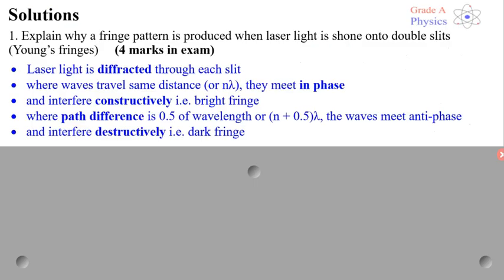Okay, here we go. So this first question, this is a very typical question in the exam. It could be 4 marks, it might even be 5 or 6 marks. So we need to get the details. So we need to talk about diffraction. We need to talk about the distance travelled.